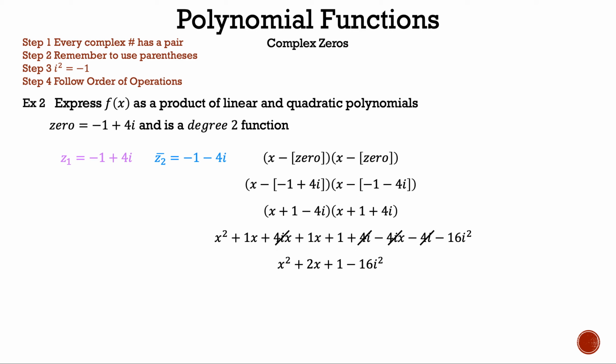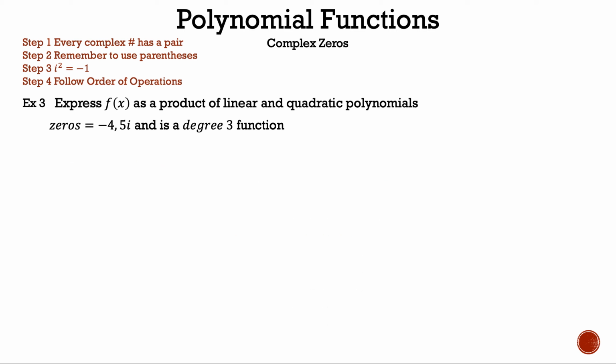What do we think is the next step? That's correct, change i squared to negative 1. And now we can multiply negative 16 and negative 1, and the result is positive 16. And now we can add 1 and 16, and the result is 17. So now we have x squared plus 2x plus 17. And that is example 2. Let's move on to example 3.